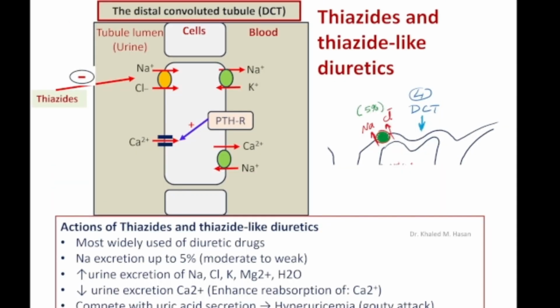Okay, so here you can see the site of action for thiazides. This group of medications, thiazides and thiazide-like diuretics, mainly affects the distal convoluted tubule. And the main mechanism of action we need you to remember is that this group of medications inhibits the sodium chloride transporter. That means thiazides and thiazide-like diuretics will increase sodium and chloride in the urine.